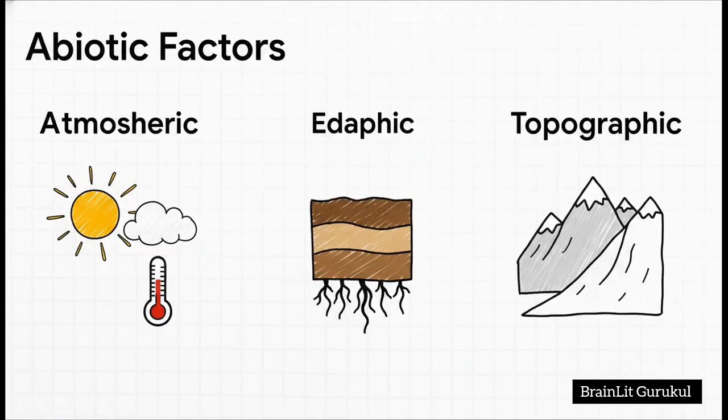So we can actually break this stage down into three big categories. First, you've got your atmospheric stuff. Light, temperature, humidity, you get the idea. Then you have edaphic factors, which is just a fancy word for everything to do with the soil. Its pH, what minerals are in it, its texture. And finally, topographic factors. This is just the physical shape of the land itself. Think of a steep mountain slope versus a flat valley. Each one creates its own unique little world.